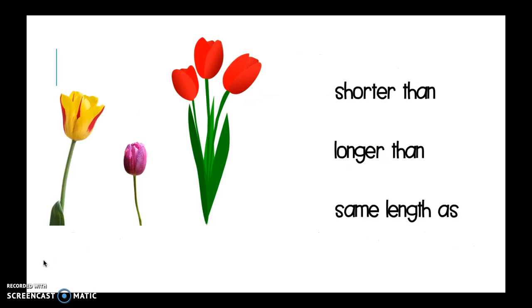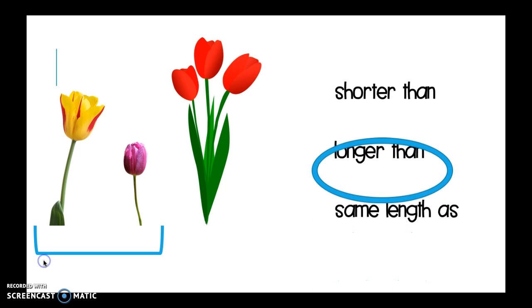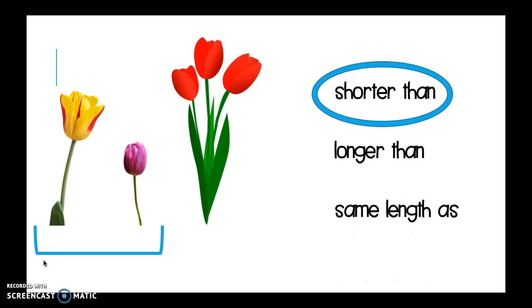We're going to practice this. Do you see the yellow and the purple flower? Now, if I'm talking about that purple flower, is that purple flower shorter than the yellow flower, longer than the yellow flower, or the same length as the yellow flower? Yep. Did you say shorter than? Excellent job. Let's try another one.